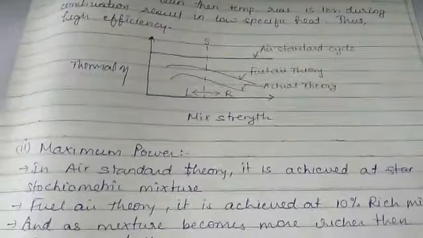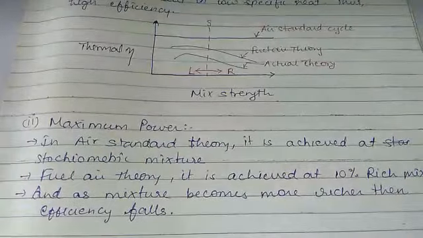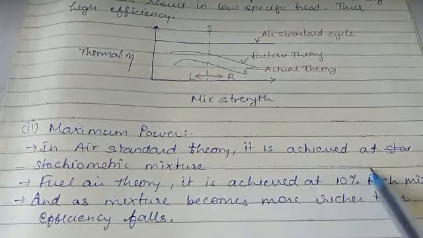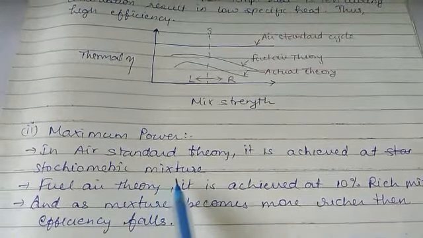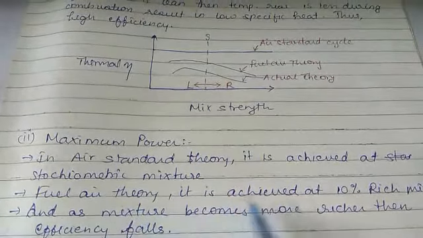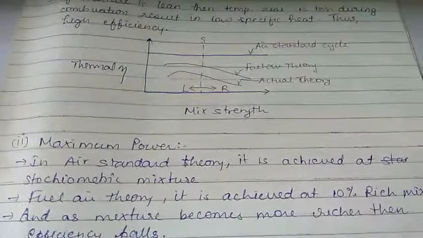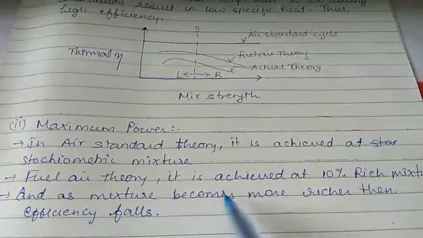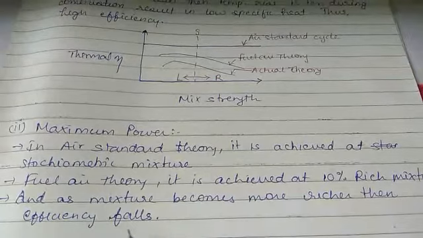The next point is maximum power. In air standard theory, maximum power is achieved at a stoichiometric mixture, and in fuel air theory it is achieved at a 10% rich mixture. As the mixture becomes richer, the efficiency falls.